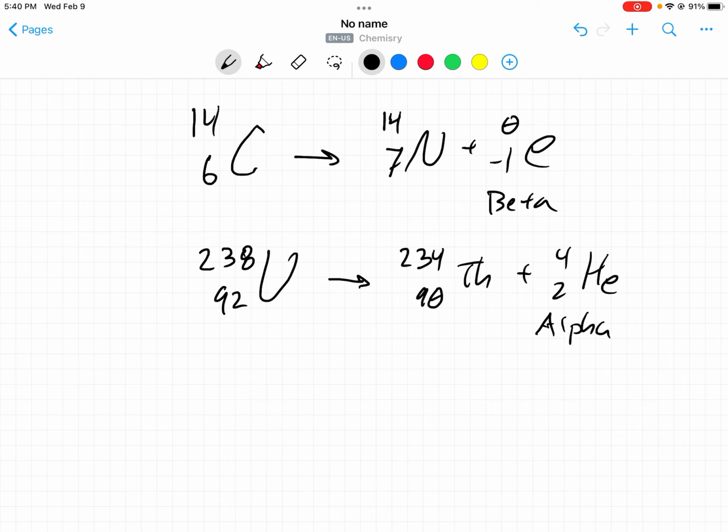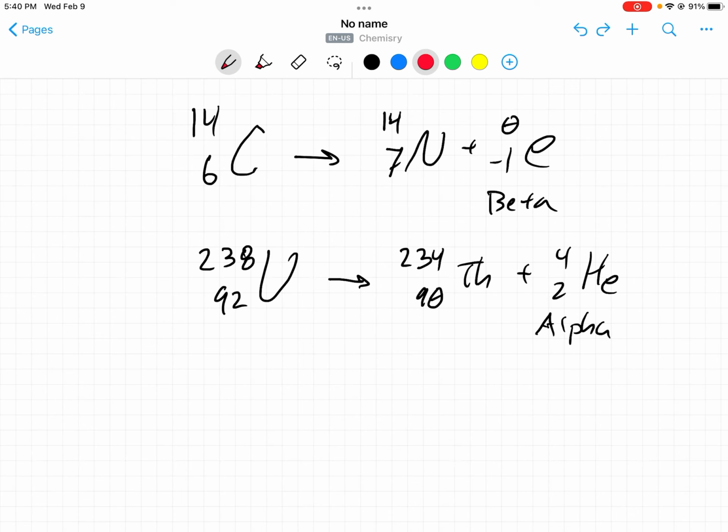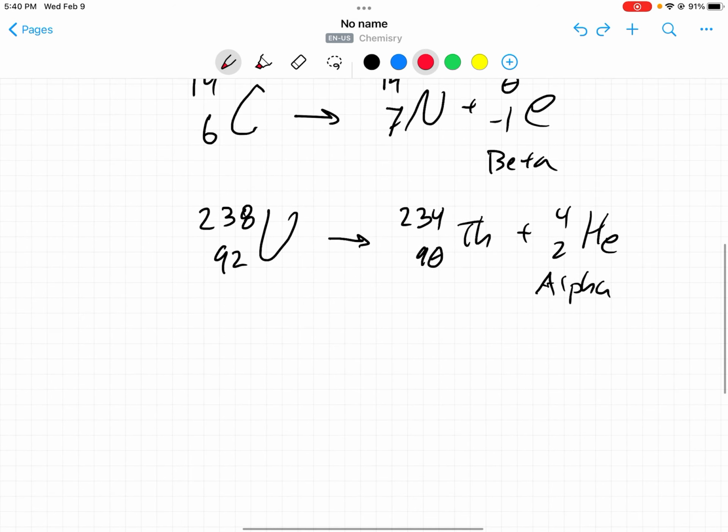So I've got 92 on the left, which is equal to 92 on the right, 90 plus 2. 238 on the left is equal to 238 on the right, 234 plus 4. So the top left and top right have to be the same. That's the trick. You just have to make sure the top, left, and right are always the same.